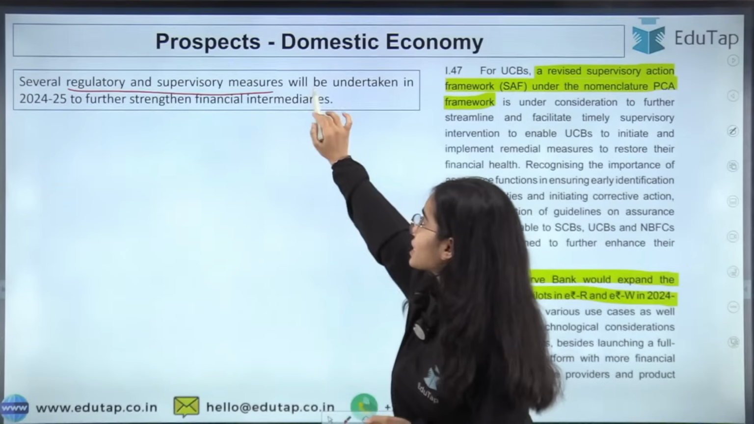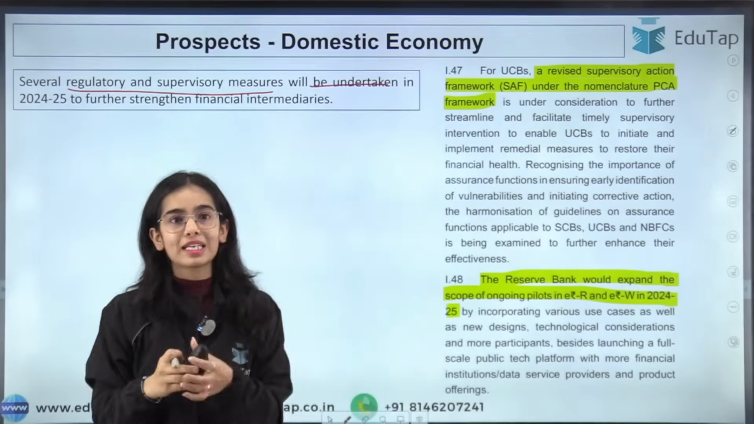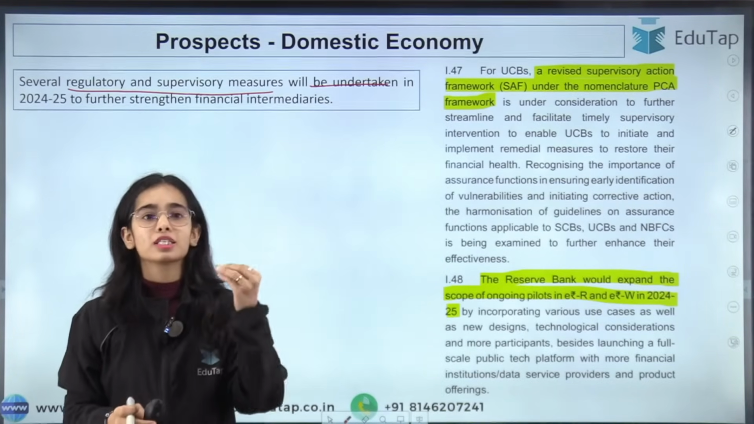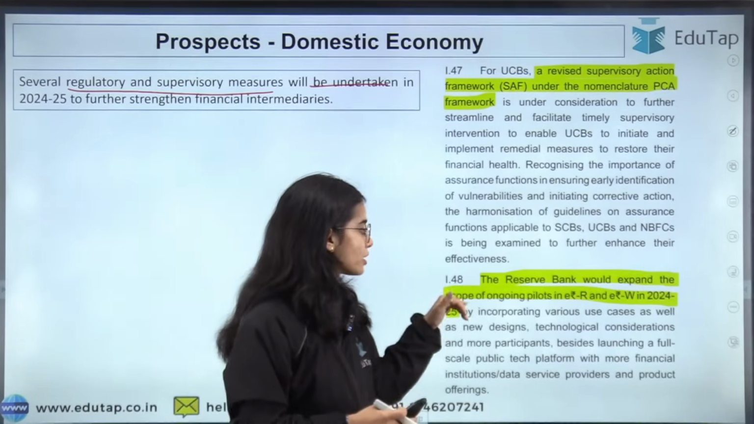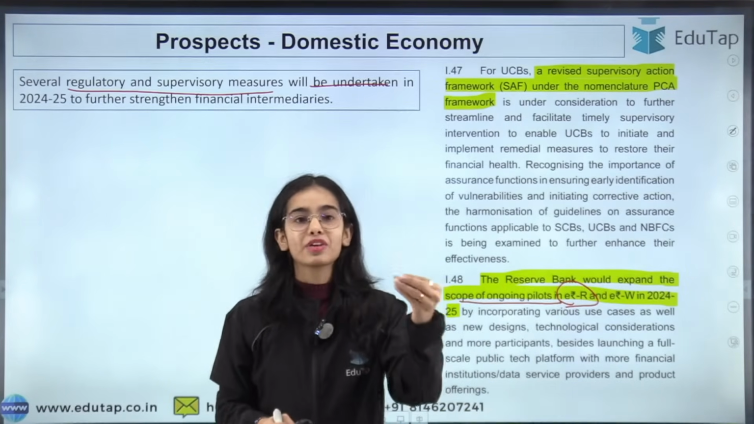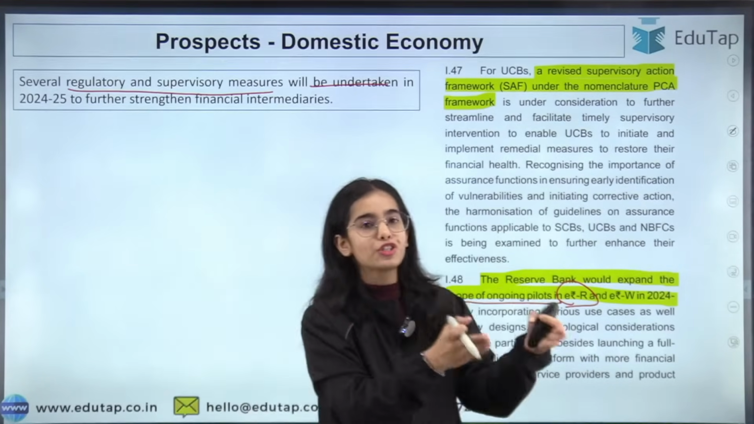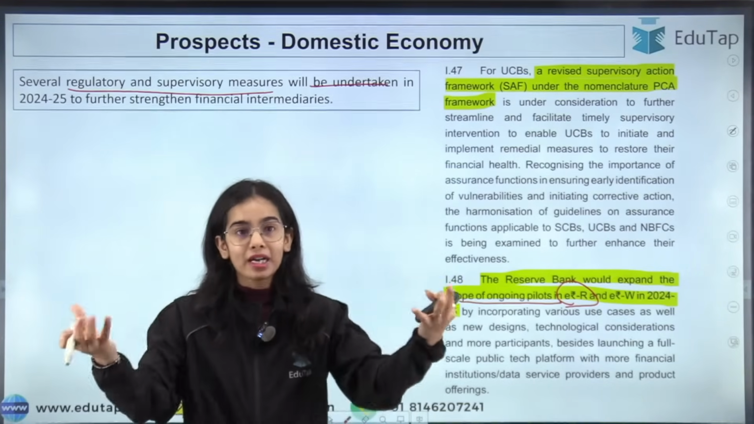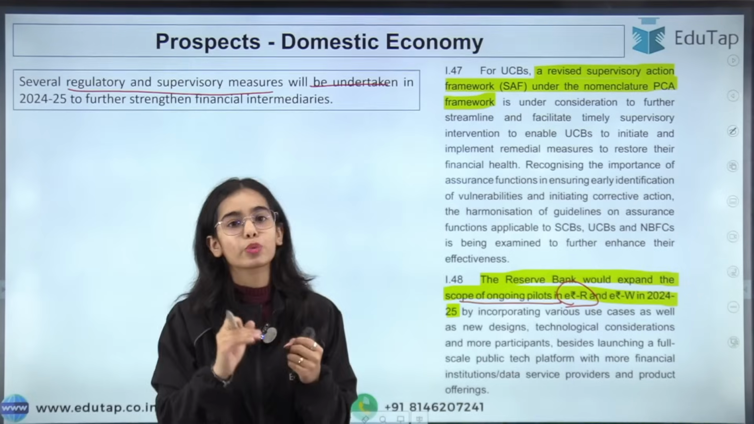Several regulatory and supervisory measures will be undertaken. So here you can see the different supervisory and regulatory measures taken by the Reserve Bank of India. The Reserve Bank of India said that in 2024-25 it is going to expand the scope of ongoing pilots in the e-rupee retail. E-rupee is the central bank digital currency, so that instead of having notes with yourself, you can have the digital rupee with yourself, right? So the RBI is saying that it is going to expand the pilots for the e-rupee retail segment and the e-rupee wholesale segment in 2024-25.